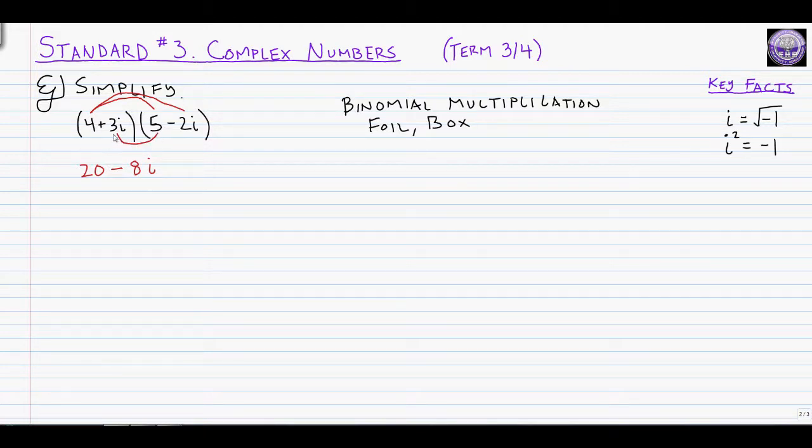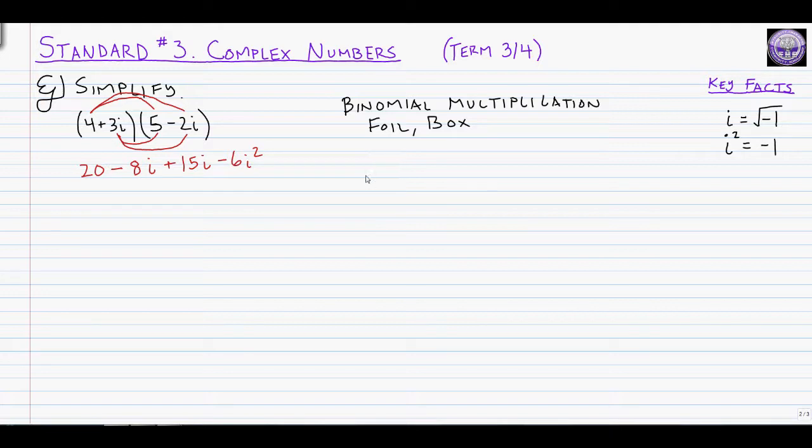The next part, positive 3i times positive 5 is going to be plus 15i. And then last but not least, but certainly most imaginary, positive 3i times negative 2i is going to be negative 6, and then simply multiplied i times i, which is i squared. And so there it is. That's what came out of our foiling. 20 minus 8i plus 15i minus 6i squared.